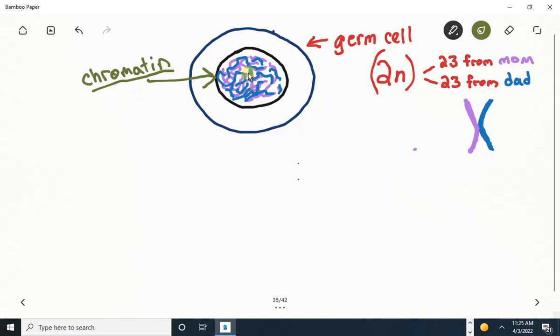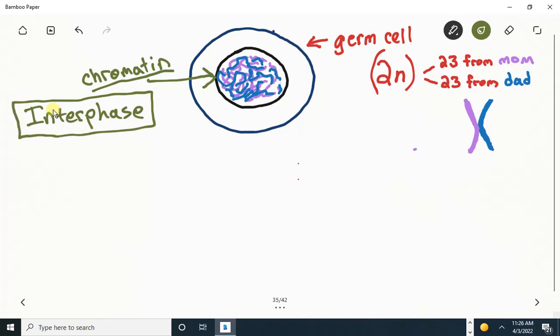We call them chromatin. And so since these chromosomes are actually chromatin, they're in chromatid form in this germ cell. What phase do you think I have drawn this germ cell in? So if you said interphase, then you are correct. And why do we know that this germ cell that I've drawn up here is in interphase? That's because the chromosomes are in chromatin form.